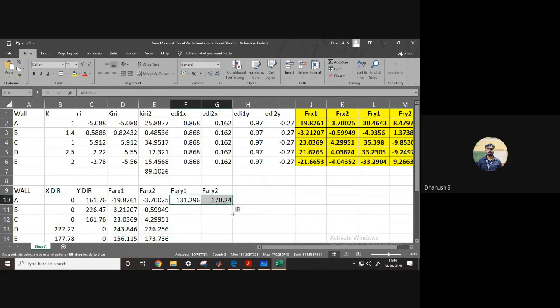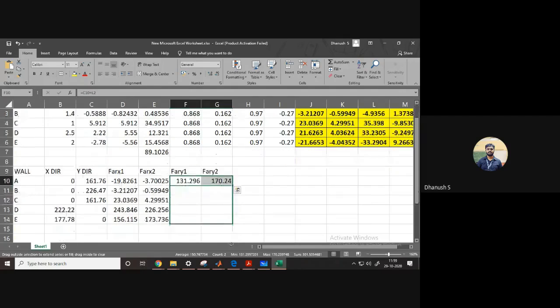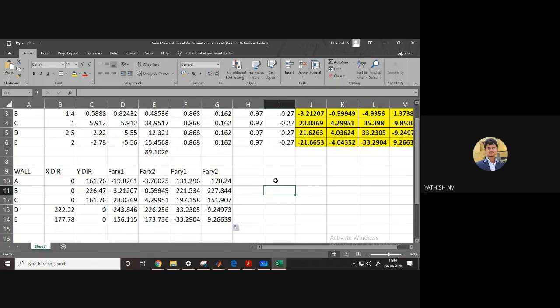Select all this, drag. Now, how do we select the final force in each wall? Maximum of force. Maximum of both. So let's call this FFW, final force in the wall. Now, out of these four cases, what is the highest value? 170.24.